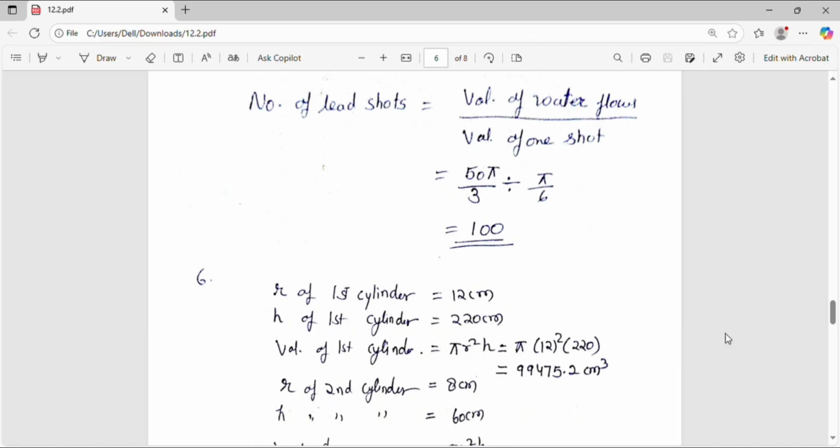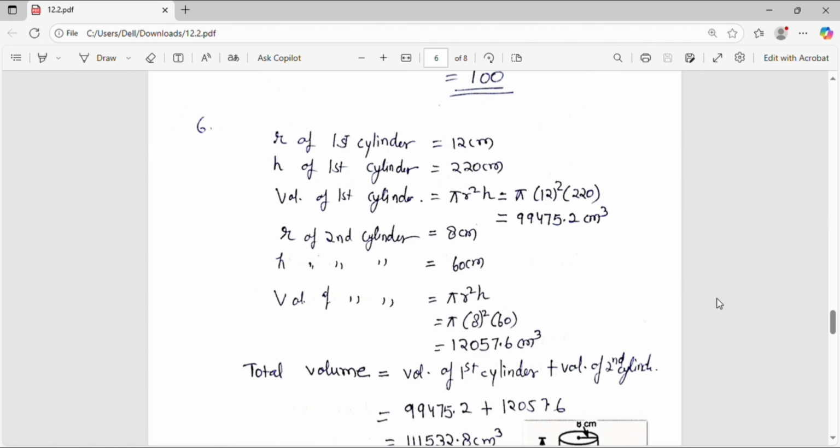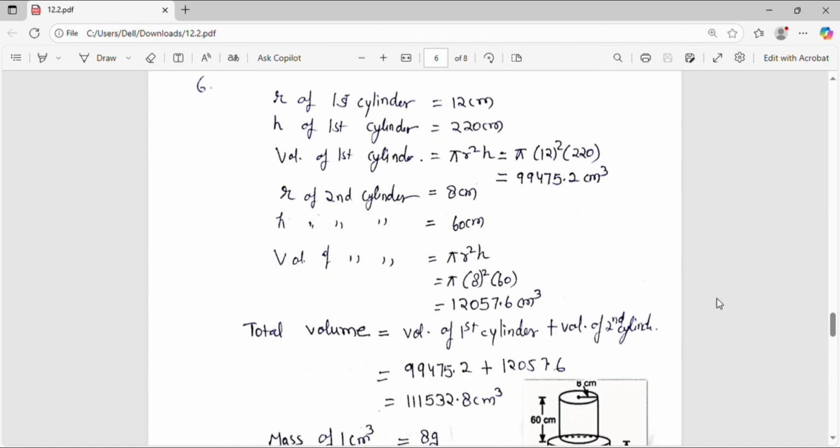Question number 6. A solid iron pole consists of a cylinder of height 220 centimeter and base diameter 24 centimeter, which is surmounted by another cylinder of height 60 centimeter and radius 8 centimeter. Find the mass of the pole given that 1 centimeter cube of iron has approximately 8 gram of mass and pi is 3.14.